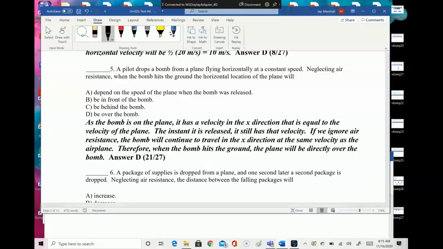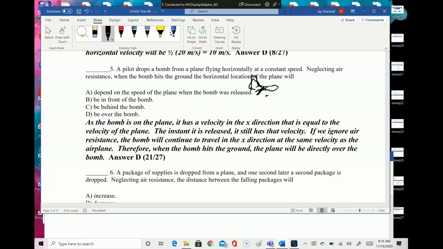A pilot drops a bomb from a plane flying horizontally at a constant speed. Neglecting air resistance, when the bomb hits the ground, the horizontal location of the plane will be... beware. It's going to be over the bomb, right? We talked about this.